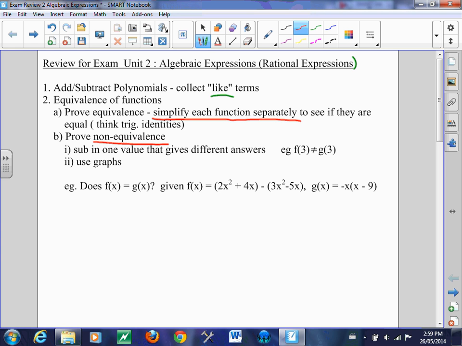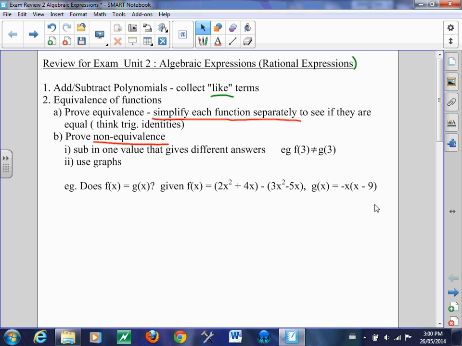Or you could use a graph, and if you use a graph to prove it, the one function will be exactly on top of the other, and you won't be able to see any different shape. It'll look like it's one right on top of the other. All right, now we're going to be dealing with an example based on that. So here is, does f at x equal g at x, given f at x is this equation and g at x is that equation.